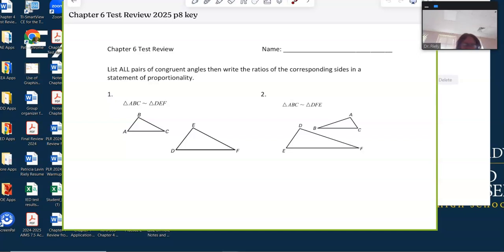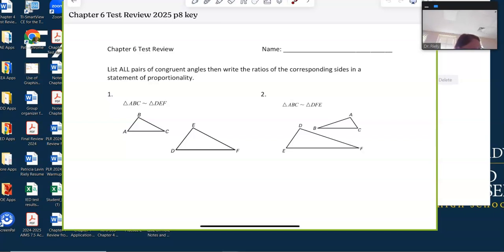Okay, in this video, we're going to go through the Chapter 6 test review. So the first question says, list all pairs of congruent angles and then write the ratio of the corresponding sides in a statement of proportionality.